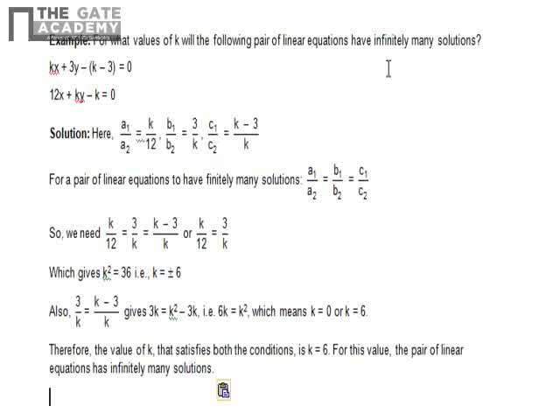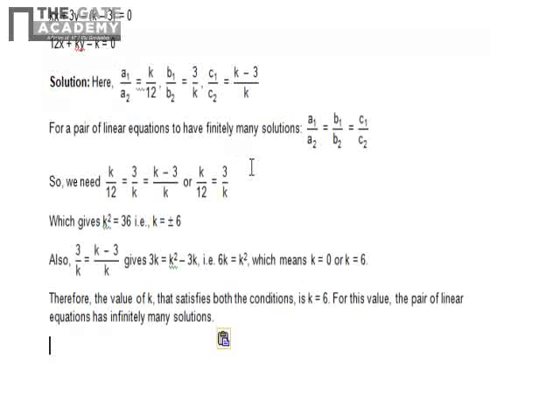Now if it is given that it has infinitely many solutions, then we know that a1 upon a2 is equal to b1 upon b2 and c1 upon c2. All three ratios will be equal. So a1 upon a2 is k upon 12, b1 upon b2 is 3 upon k, and c1 upon c2 is k minus 3 upon k. Here both minus signs have cancelled. Now you know this condition.